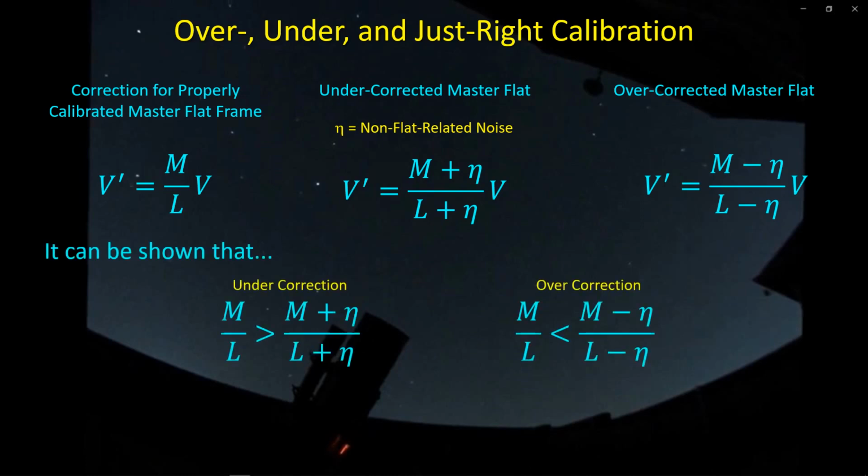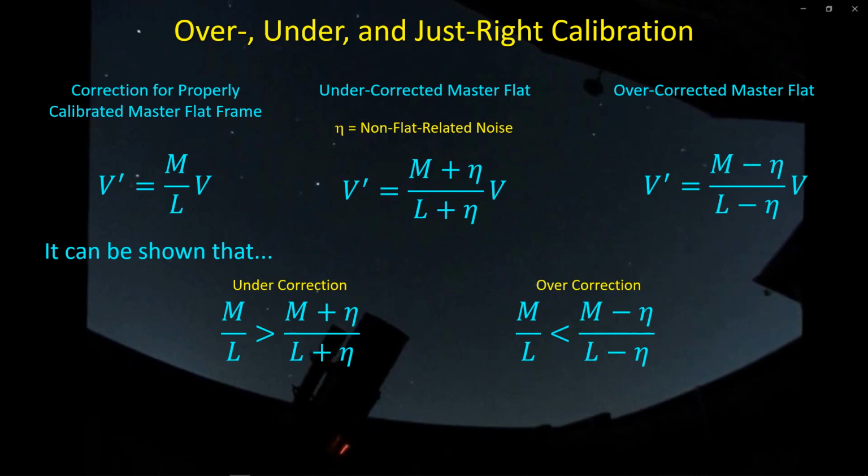Here's the critical thing, something else we like to do in the engineering textbook world. It can be shown that... we're not going to show it. We won't go through the math here. But it can be shown that the correction factor applied to the raw light frame from a properly calibrated flat, M over L, is always greater than the correction factor you would get from an undercorrected flat frame.